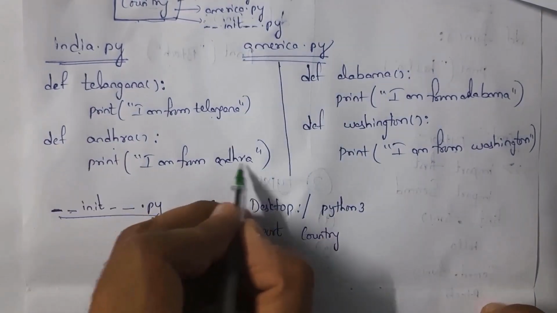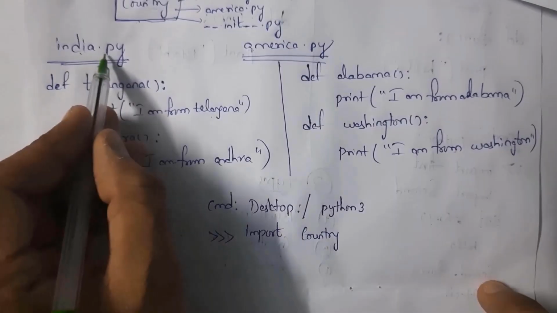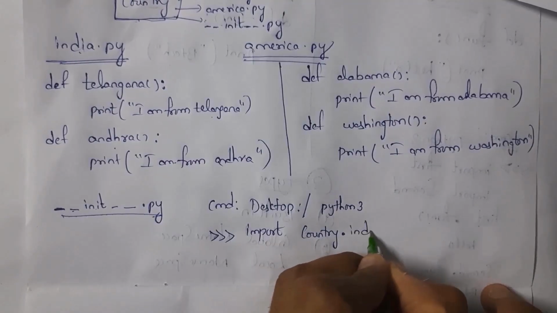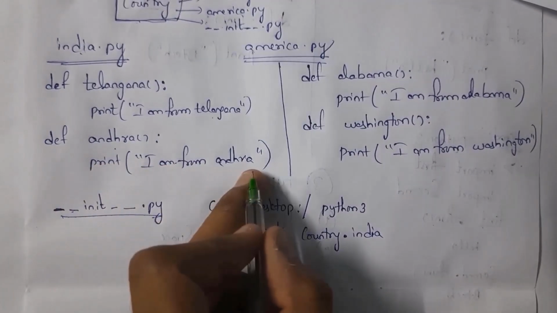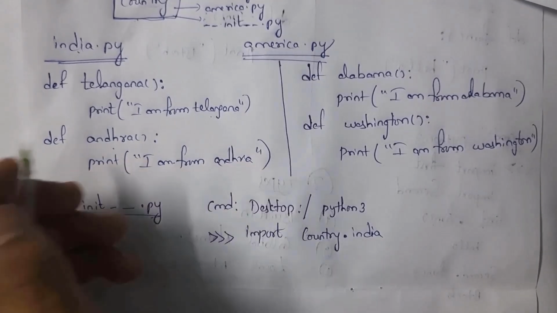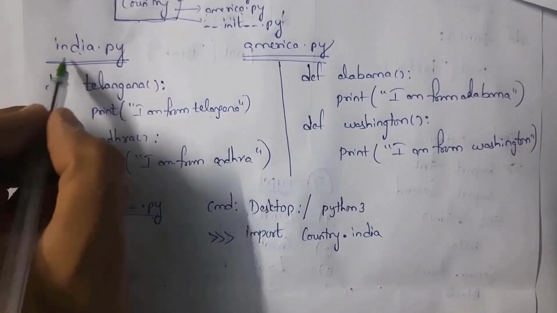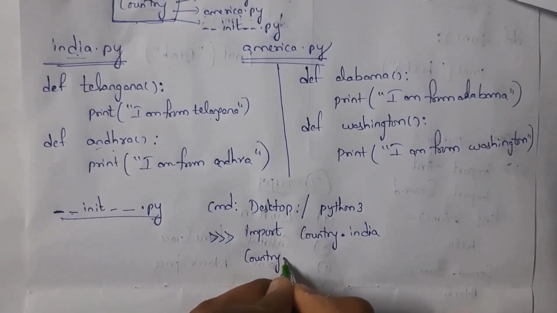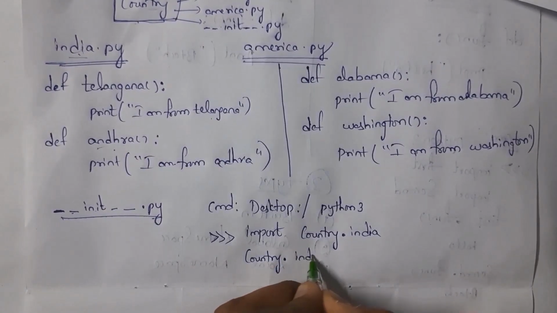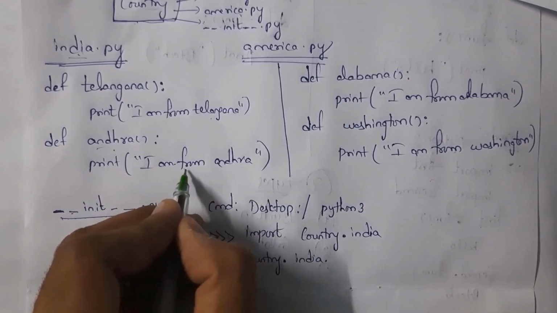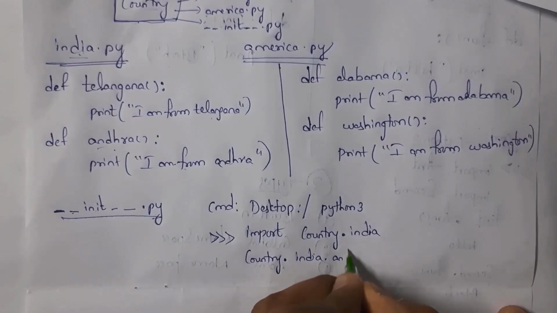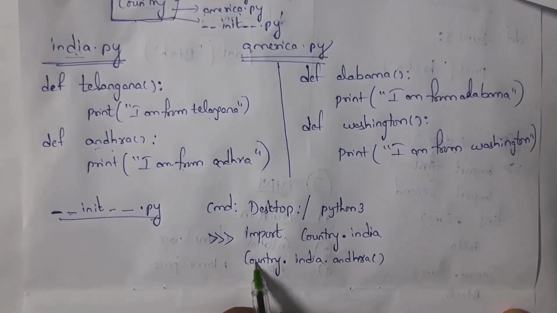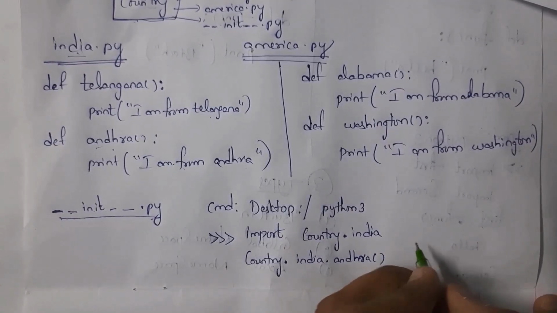And I want to print I am from Andhra. This I am from Andhra is present in the module india.py. So just write here country, that is the package name, dot module name India, and I want to print the statement I am from Andhra. This I am from Andhra is present in the function Andhra, and this is present in the module India, and this module is present in the package country. So write here package name country dot module name India dot function name. Andhra is the function name, and since Andhra is a function, you need to include brackets. Whenever you write this line of code and press enter, you will get the output I am from Andhra.